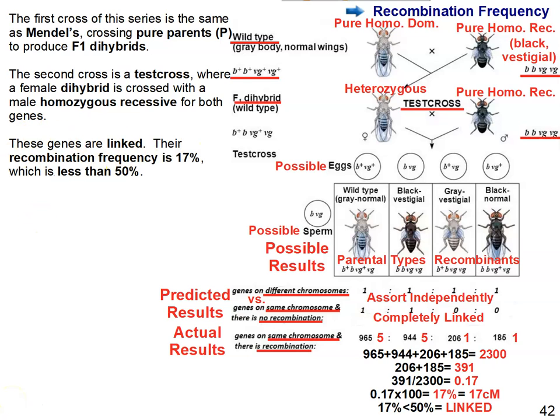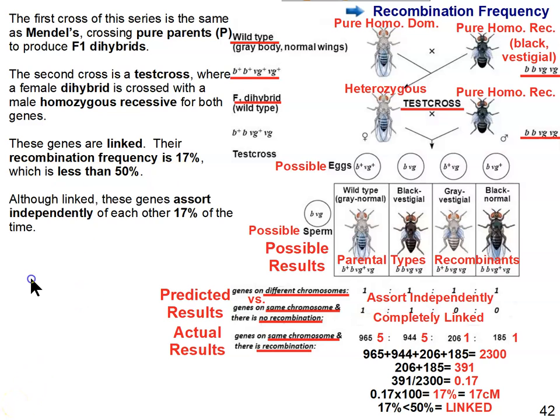So to put it in words here, these genes are linked. Their recombination frequency is 17%, which is less than 50%. But although they are linked, the genes assort independently 17% of the time. They're separated by crossing over 17% of the time. So they're not 100% linked. And these genes are 17 centimorgans apart, or 17 map units apart, on chromosome number 2, which is the same chromosome we were looking at on the previous slide.